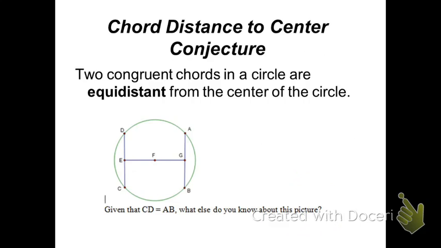The chord distance to the center conjecture says that two congruent chords in a circle are equidistant from the center of the circle. So, if I knew that CD and AB were both equal, then I can also conclude that EF and FG were equal because both of those represent distances from the center of the circle to two chords that are congruent.